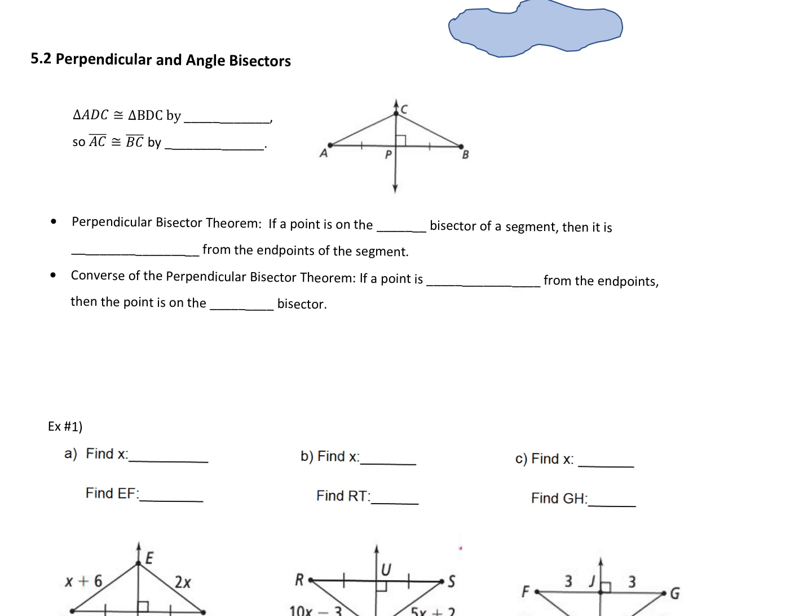Okay, 5-2. Perpendicular and angle bisectors. So those are a couple of the things you're going to be constructing, which you guys already know how to do. So it's fantastic, right?